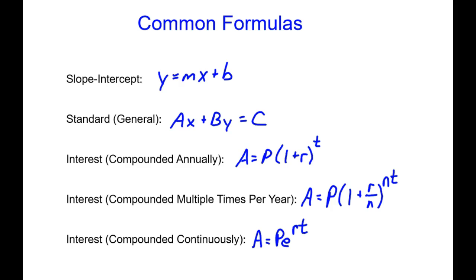Here are a few of the common formulas we talked about previously. We have the slope-intercept form for a linear equation, y equals mx plus b, m being the slope, b being the y-intercept. We also have the standard or general form for a linear equation, ax plus by equal to c.